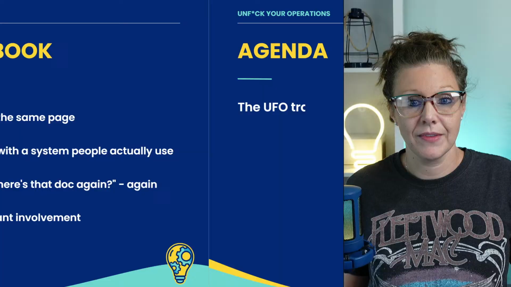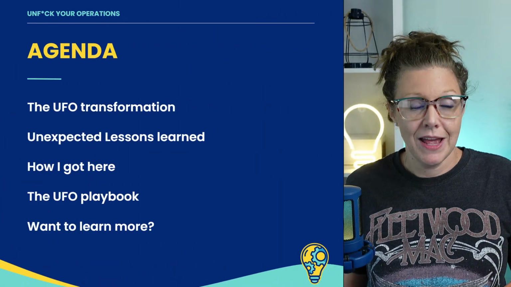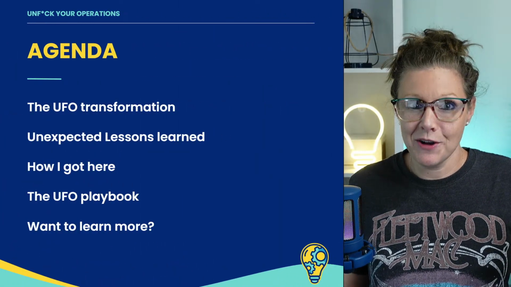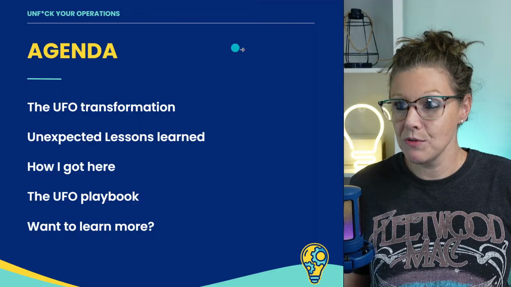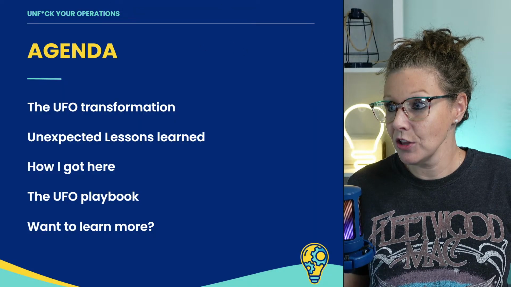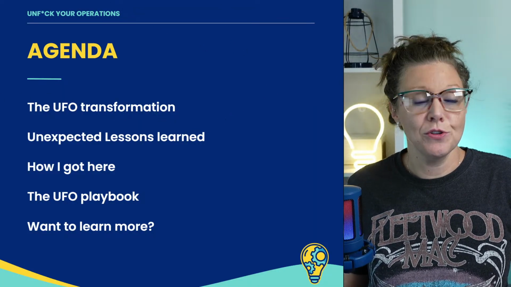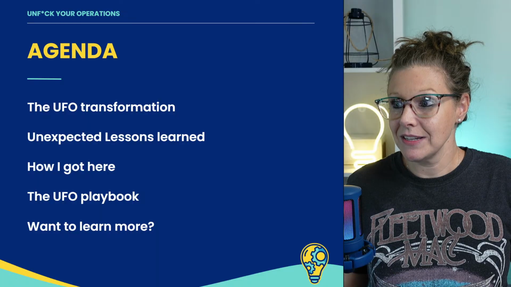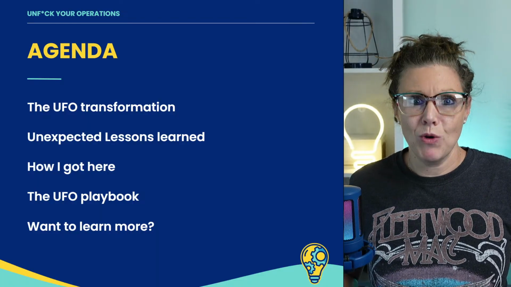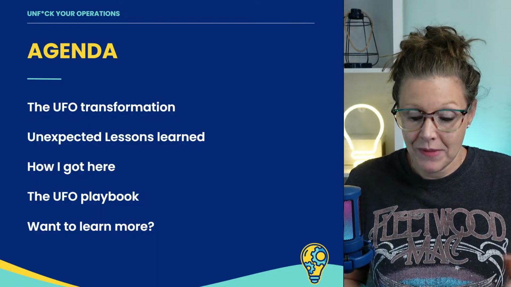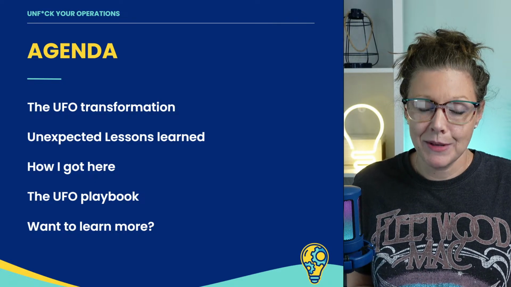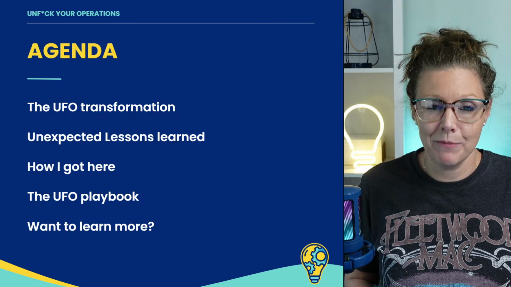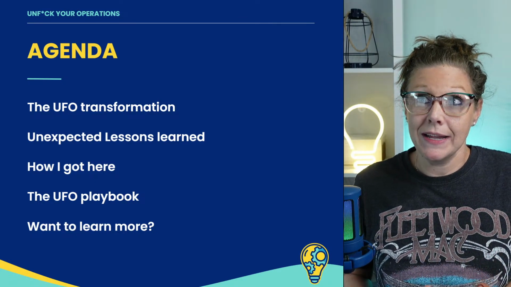Cool. Now, what's the agenda? I use UFO as a quick acronym. We're going to go over what the UFO transformation looks like. First I want to cover some unexpected lessons learned. I want to tell you a quick story about how I got here. Originally, I wasn't going to put this in because I thought nobody really cares about me. It's not about me. But I did it anyway.